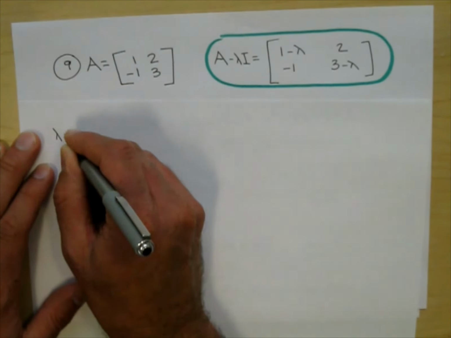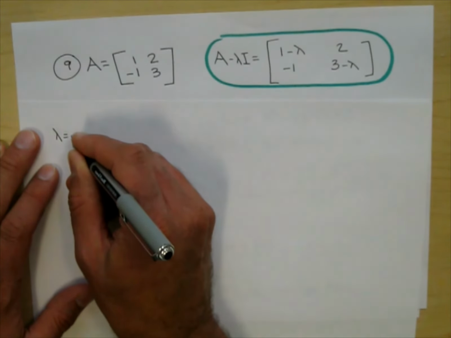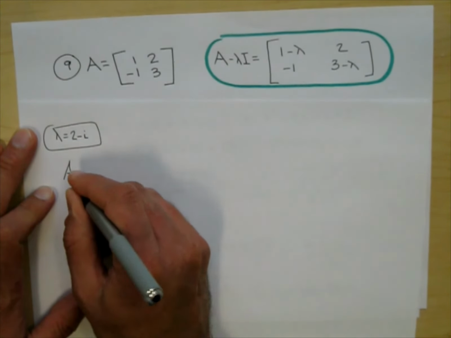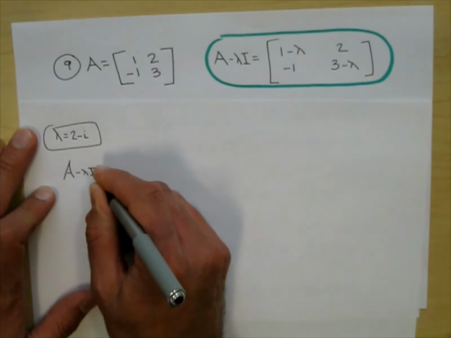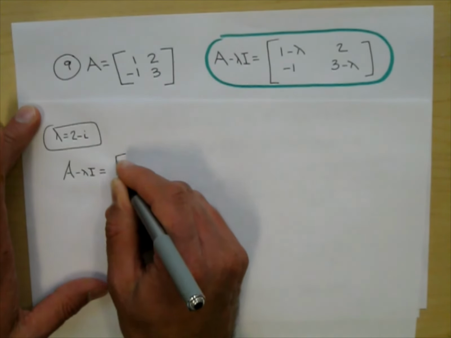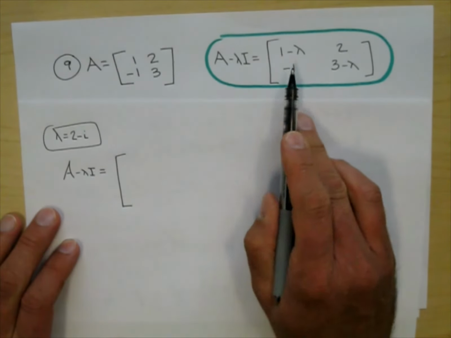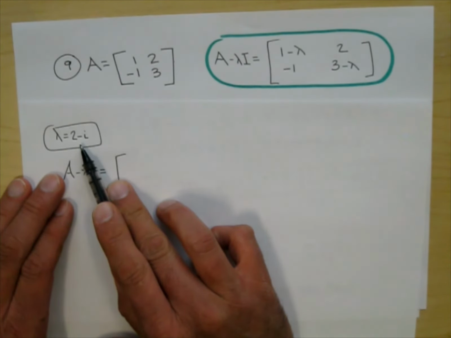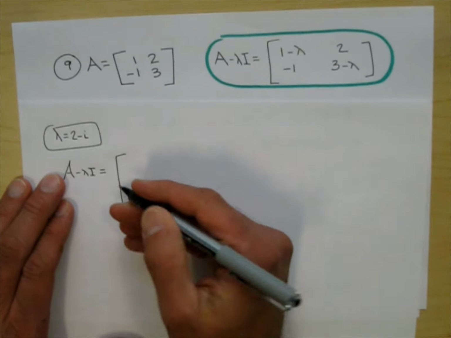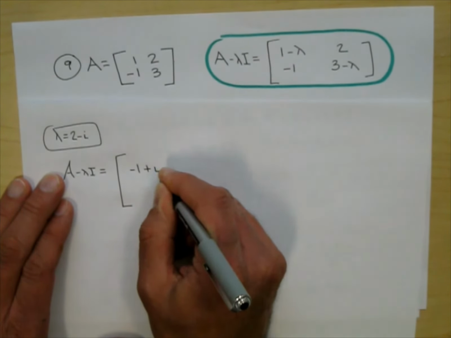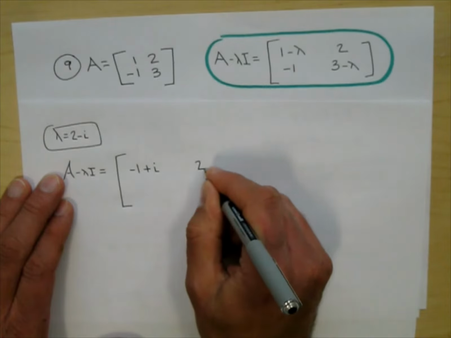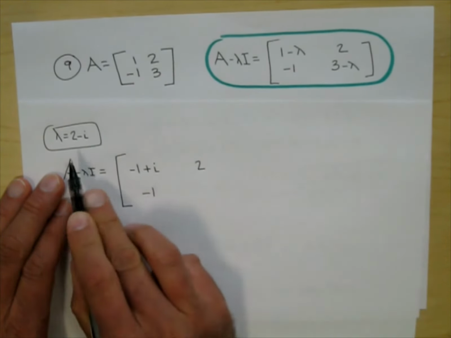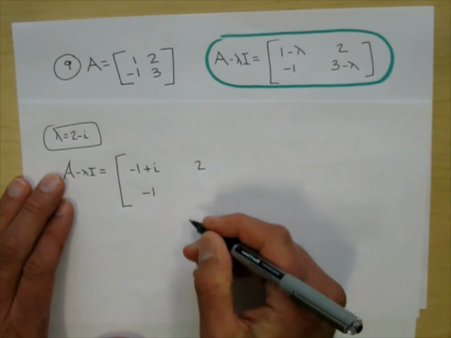Lambda equals what? 2 minus i. So A minus lambda I is, see if we can do some of this in our head. We're going to go 1 minus this, so it's actually going to be negative 1 plus i. Then we have a 2. Then we have a negative 1. And then we have 3 minus this, so that's going to be a 1 plus i.